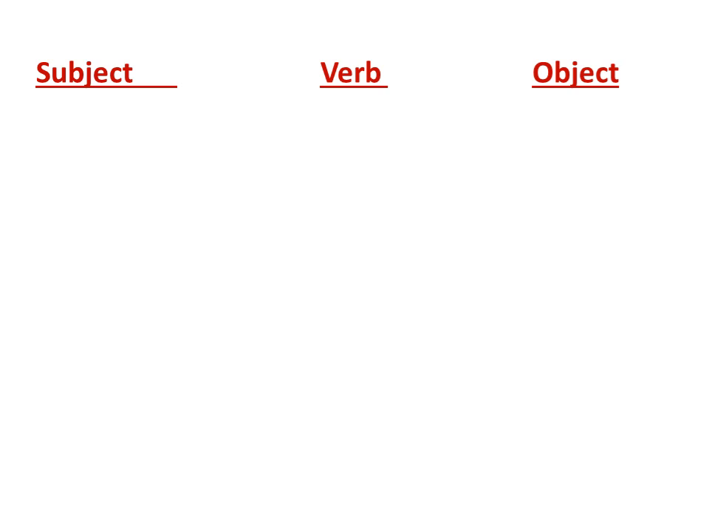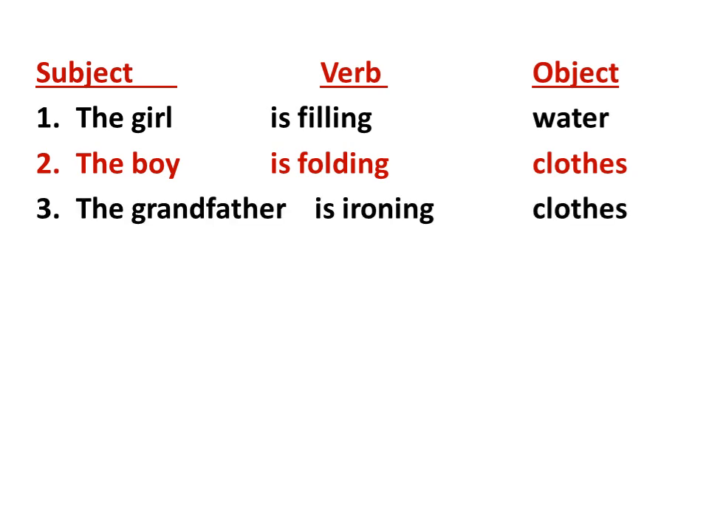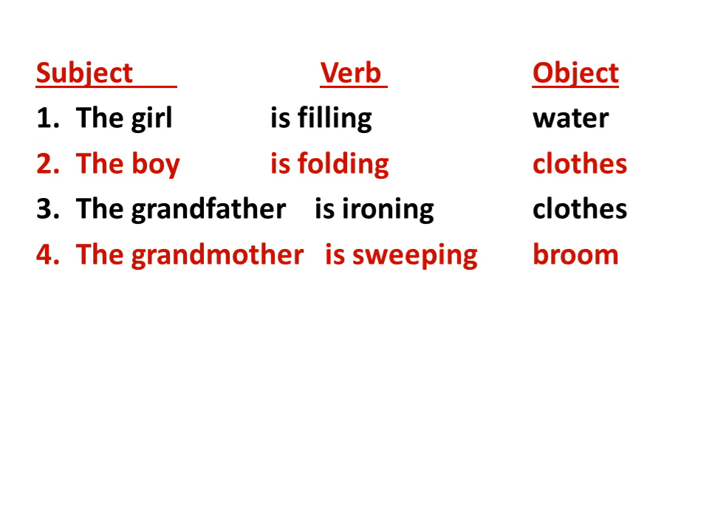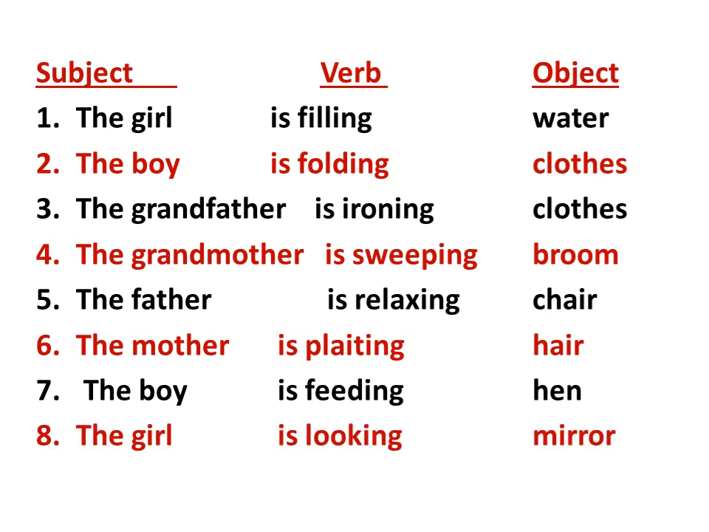Now, let's see the same sentences using the objects. The girl is filling what? Water. The boy is folding what? Clothes. The grandfather is ironing what? Clothes again. The grandmother is sweeping with what? Broom. The father is relaxing. Where? In a chair. The mother is plaiting. What? Hair. The boy is feeding. Who? A hen. The girl is looking. Where? Into a mirror.